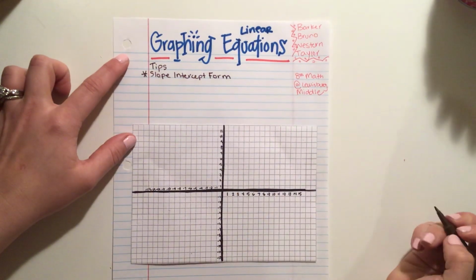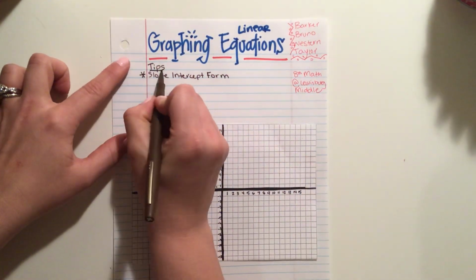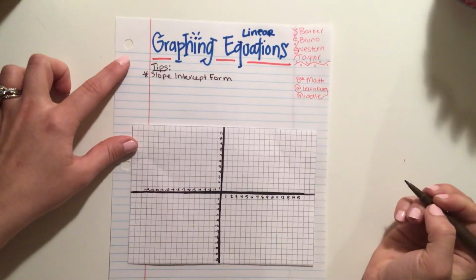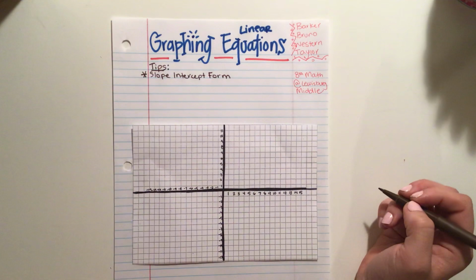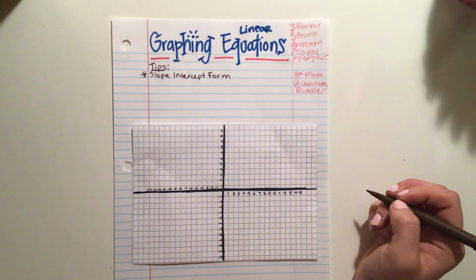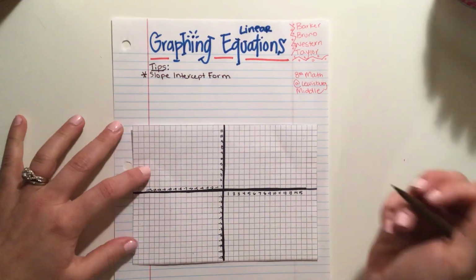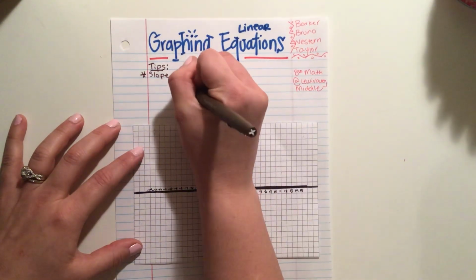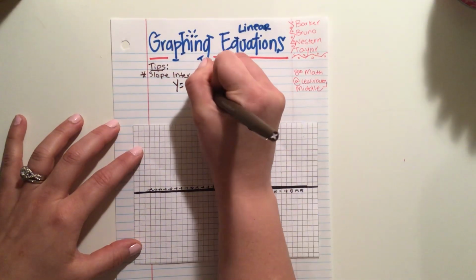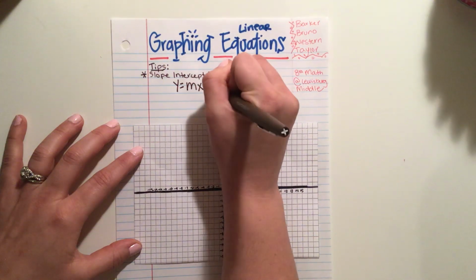Okay, so what is slope-intercept form? We went over this on another video. If you need to reference that, it is just the generic slope lesson. So tips right here, slope-intercept form. Our slope-intercept form is always going to be y equals mx plus b.